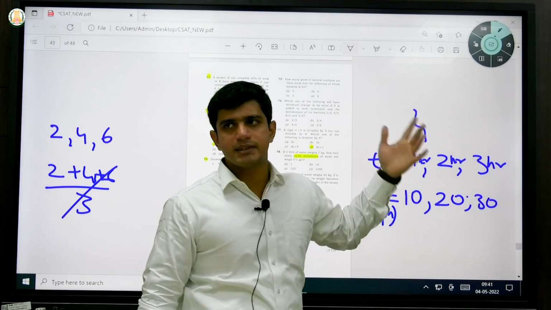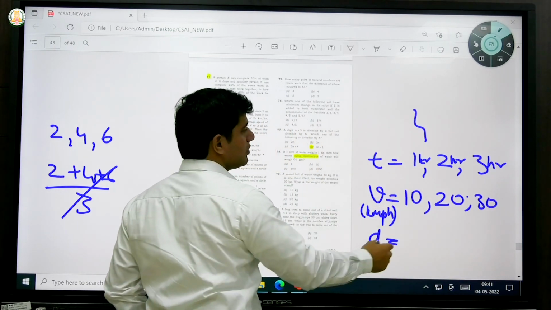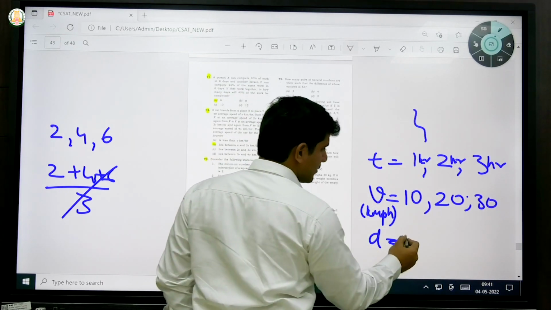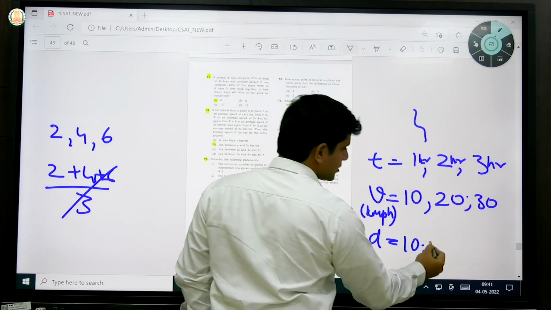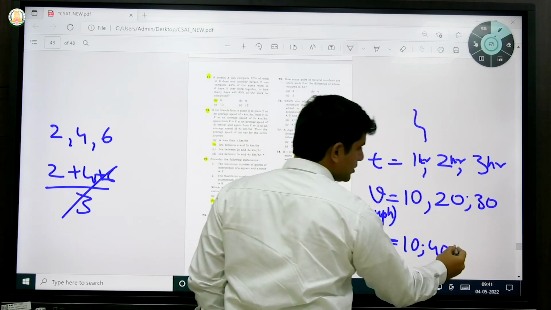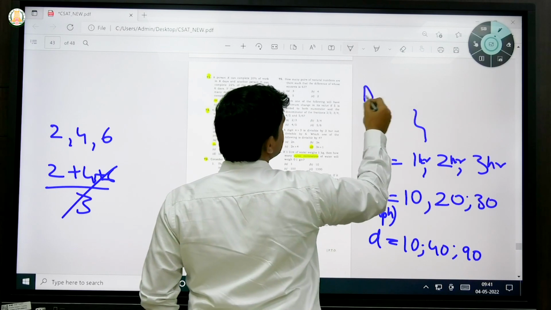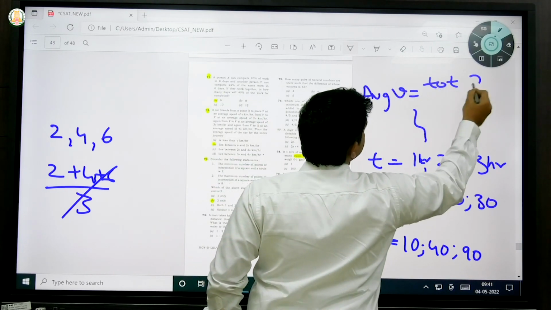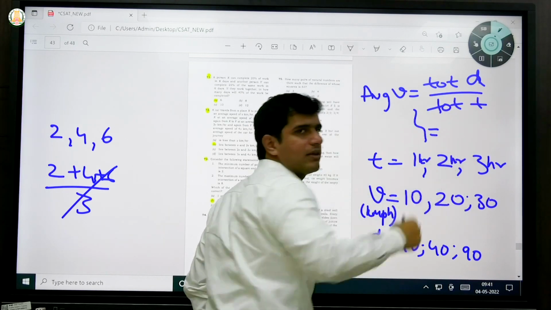First you have to find out the distance traveled. In the first 1 hour, with 10 kmph, I have traveled for 1 hour. That means 10 kilometers I have traveled. In the second period I have traveled 40 kilometers, because at 20 kmph I traveled 2 hours. Third, it will be 90 kilometers. So now, average velocity is always total distance by total time. You have to be a little careful. This is related to physics and we haven't covered it in our problems.